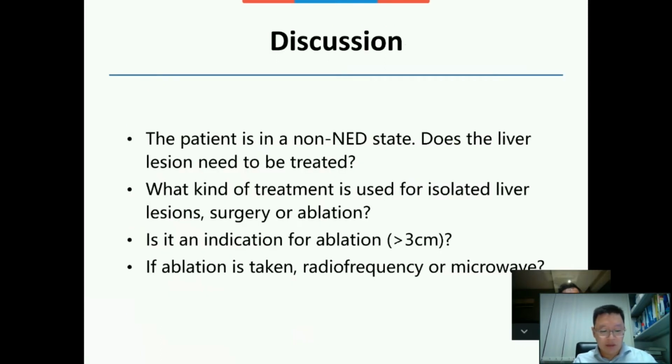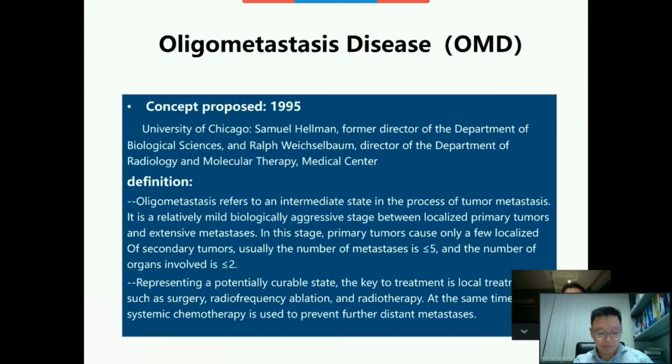So as for the current situation of this patient, we need to face 4 problems in the follow-up treatment strategy. The patient is in a non-NED state. Does the liver lesion need to be treated? What kind of treatment is used for the isolated liver lesion? Surgery or ablation? Is it an indication for ablation, more than 3 centimeters? If ablation is taken, radiofrequency or microwave ablation?